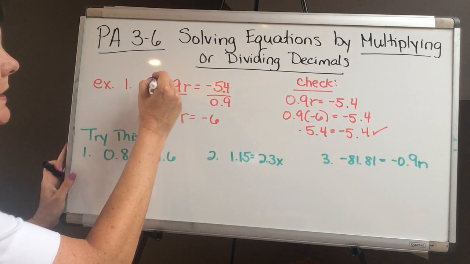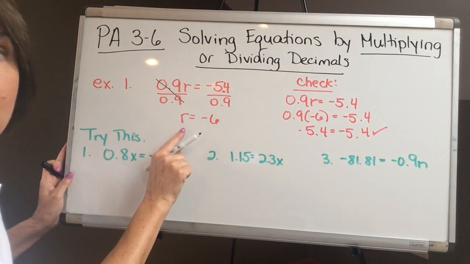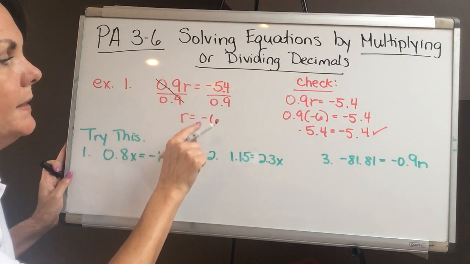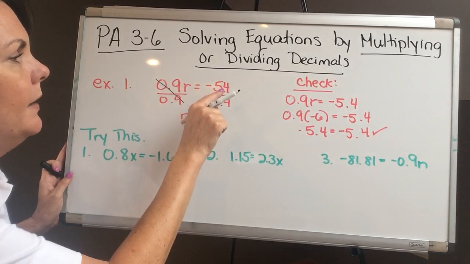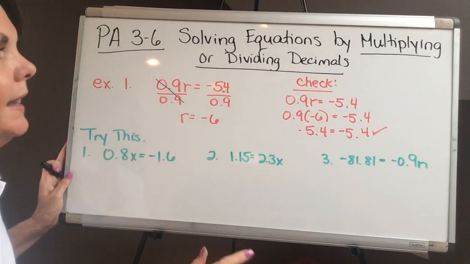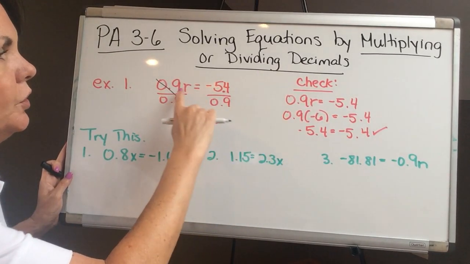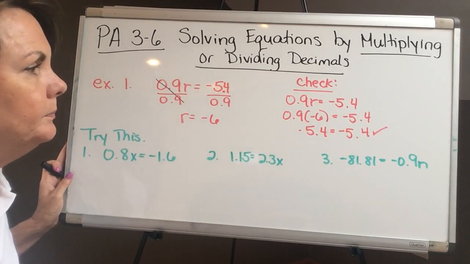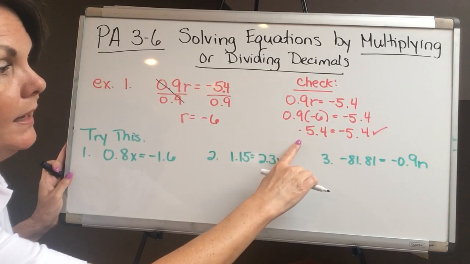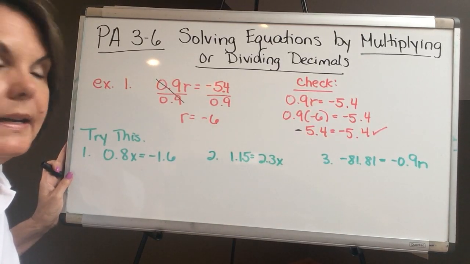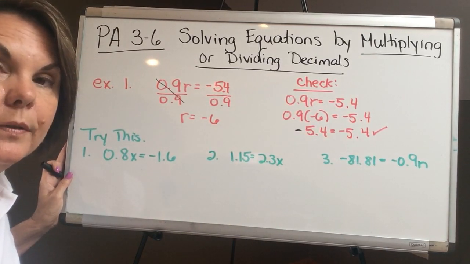And notice on this side, it cancels, leaving you with the variable r equals negative divided by a positive is a negative, sign first, and 5.4 divided by 0.9 is the whole number 6. I can check this by writing the original equation, substituting the value for the variable r, and checking, and I do get that negative 5.4 does equal a negative 5.4.